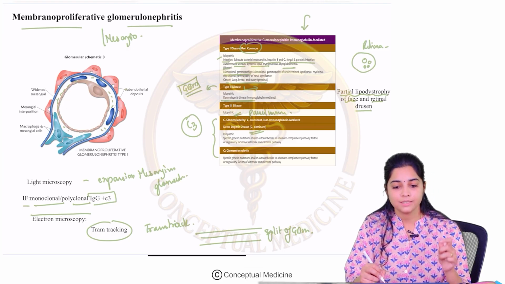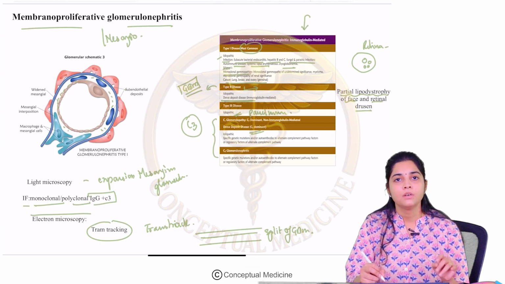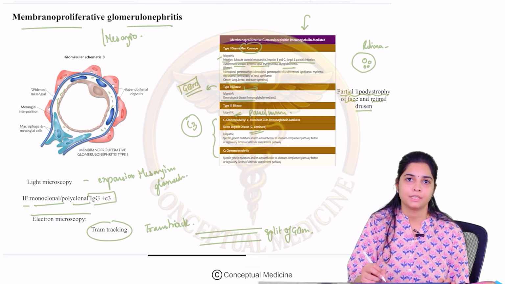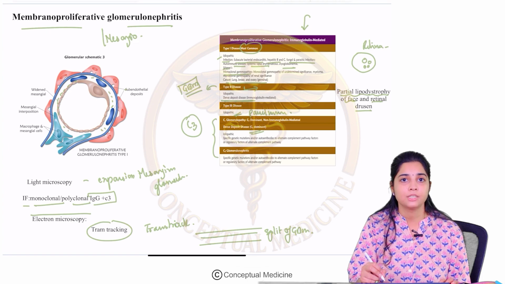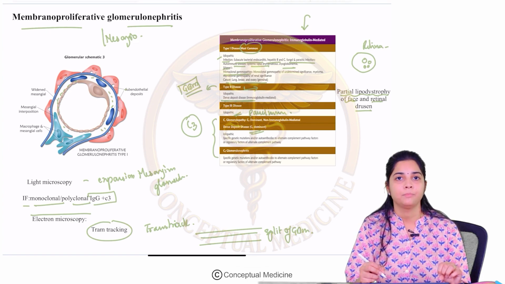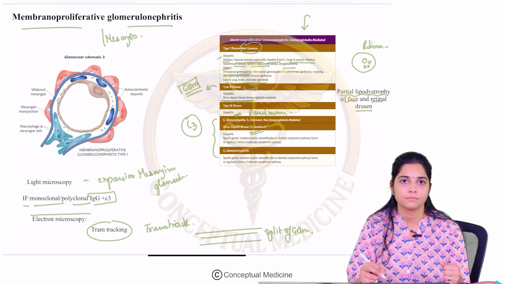Okay. So, this is about your membranoproliferative glomerulonephritis. With this we have understood all the patterns of acute nephritic syndromes. We have learnt about PSGN, IRGN, IgA nephropathy and MPGN. In the next session, we will be discussing the various patterns of nephrotic syndromes. Thank you.